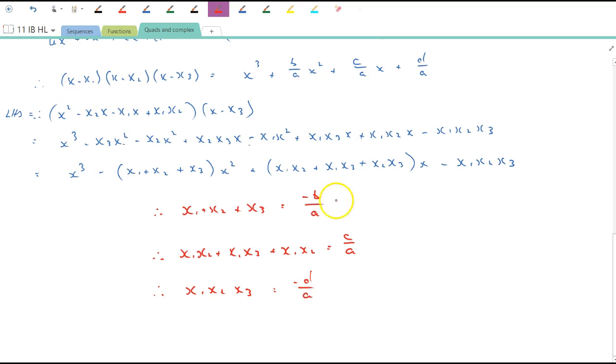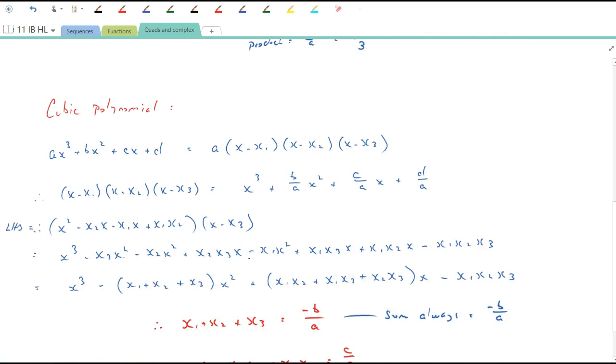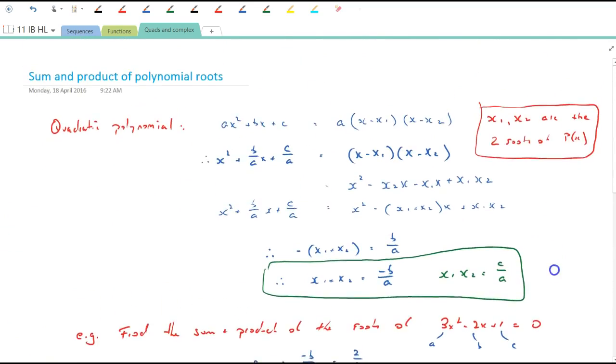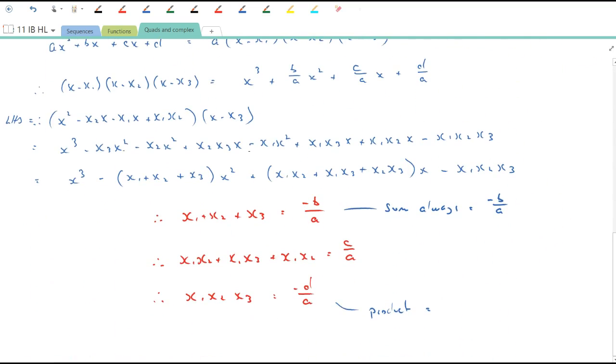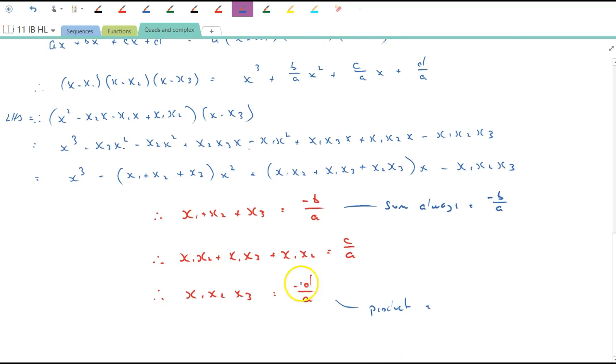So what we have is the sum is always minus b over a. That is something to pull out. And b is the second coefficient in, the leading coefficient being the a. The sum's always minus b over a. Now, our last term is always going to be our product. It was minus d over a here. Now d is our constant, so it's going to be the constant over a, but it's just a matter of whether it's positive or negative. The constant in the quadratic was c, so the product was c over a, positive. The constant in a cubic is d, and our product is minus d over a.